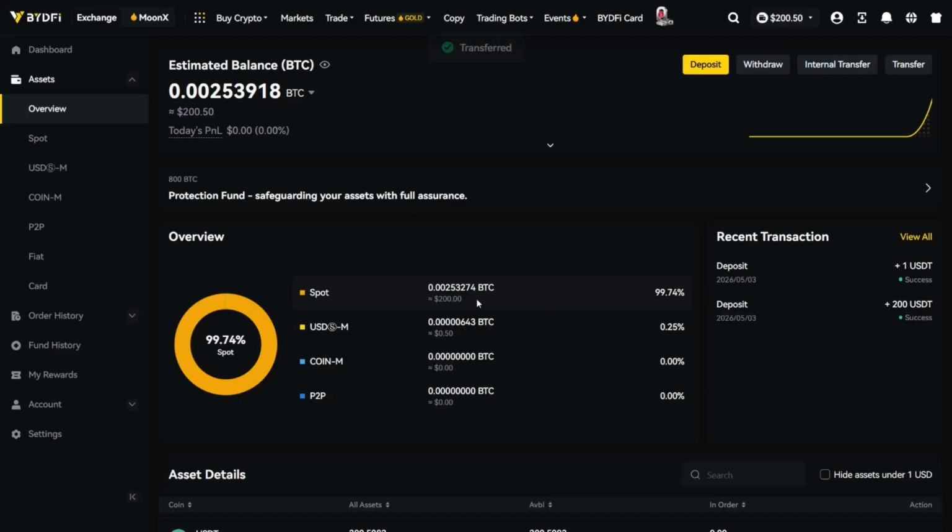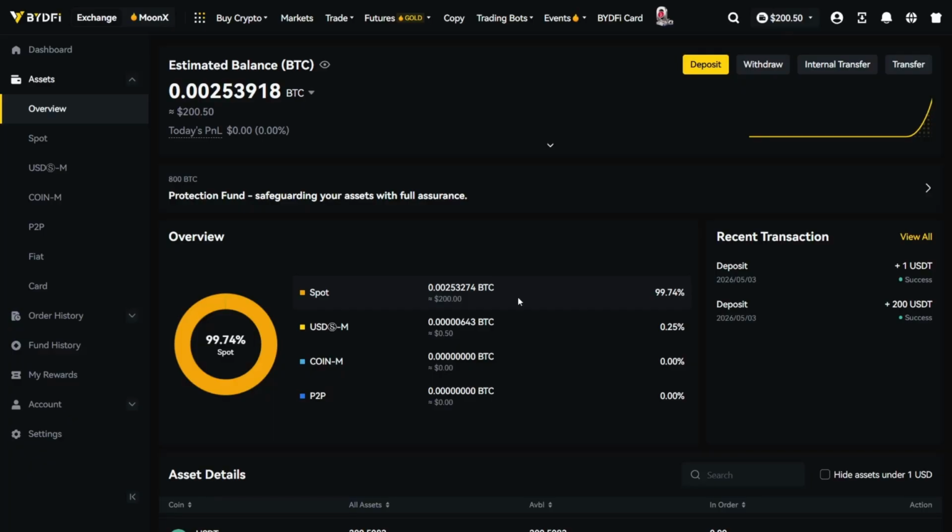We can now see we have all of our funds, well, pretty much all of our funds in our spot account. If you aren't sure how to deposit crypto into BYDFi, we have previously made a video on this, so I'll go ahead and leave a link to it in this video's description.